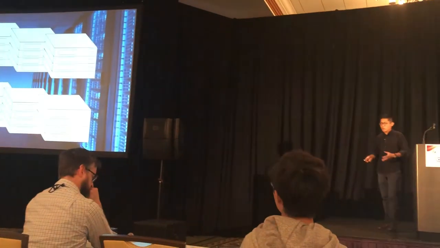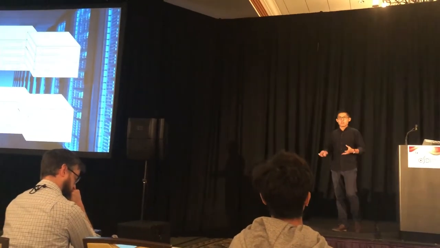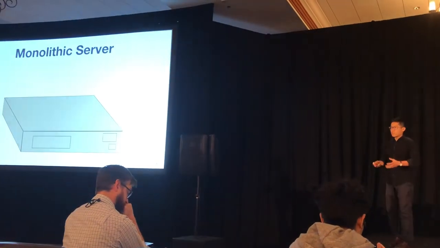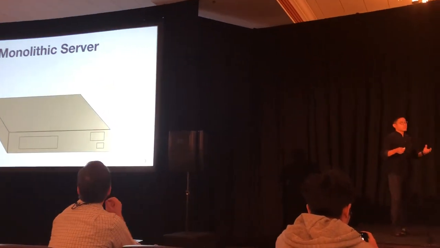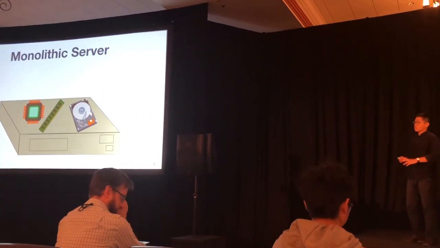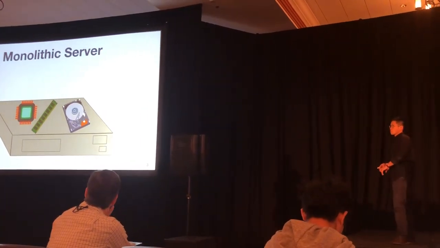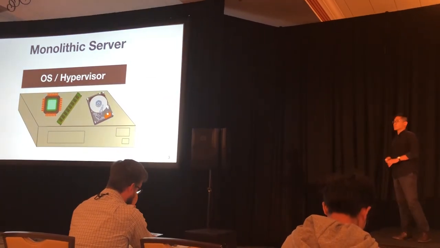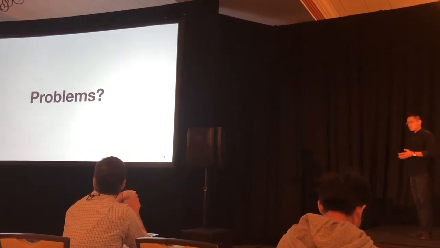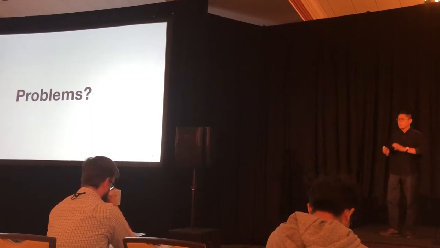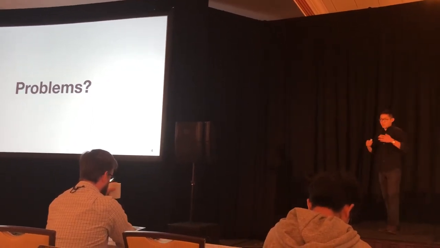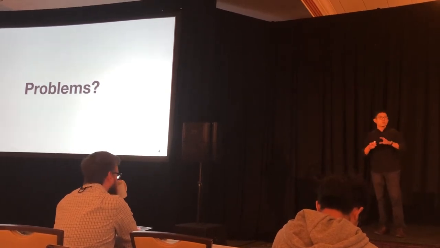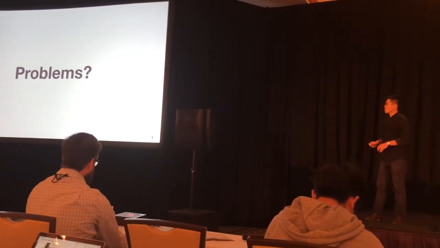So, as we all know, modern data centers deploy a bunch of racks. Each rack has some monolithic servers. The essential organization of a monolithic server has a motherboard that hosts a processor, some memory, and some storage devices. And then we run an operating system or hypervisor on top of it to run applications. The monolithic server has been the unit of deployment in data centers for decades. Can it still satisfy all data center needs? Let's look at how well it works with several hardware and application needs.